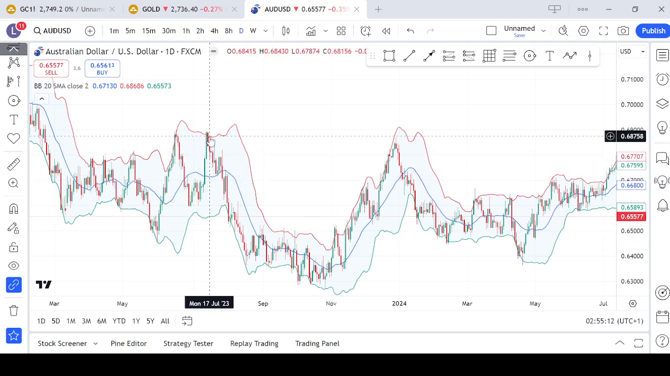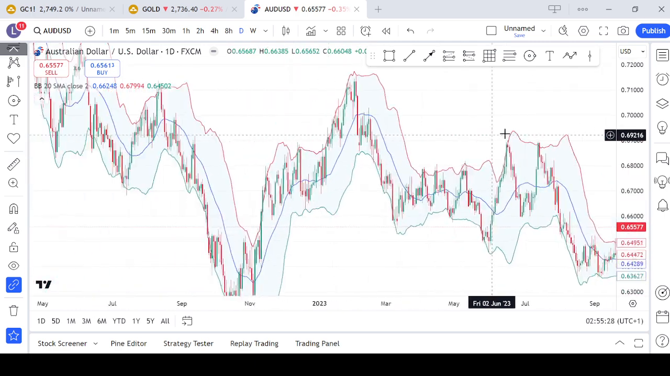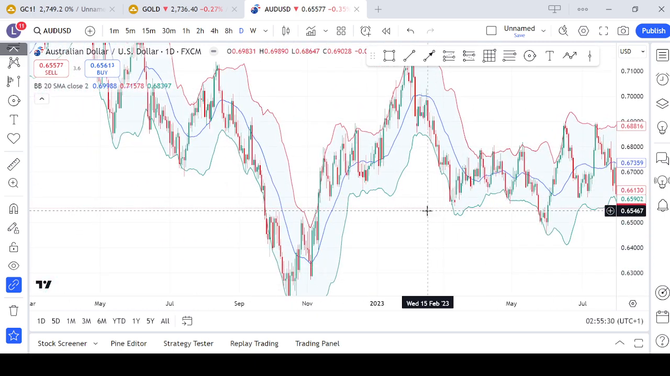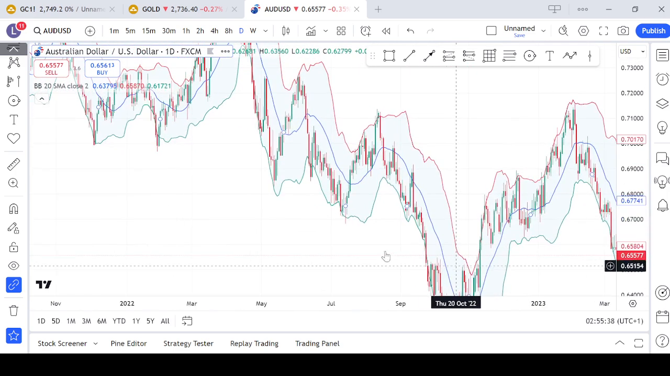So the upper and lower band expand and contract based on the asset's volatility. When the price is more volatile, the bands widen, and when the price is less volatile, the bands narrow. You can see, so this provides you with a visual representation of an asset's price range and potential trading opportunities.